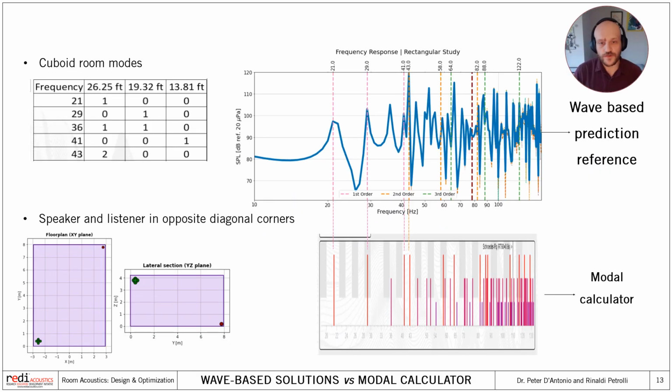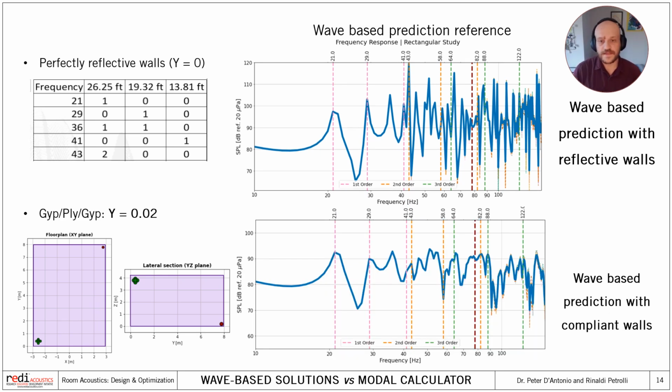To illustrate this, I will show a very simple example. Here we have a cuboid room with rigid walls, where I have a speaker in one of the room corners and a microphone on the opposite diagonal corner. So it means that we are simultaneously exciting and hearing all the modes. The blue curve represents the simulated frequency response at the microphone position, and the piano roll below shows the modal frequencies predicted with the simple modal formula I've described earlier. And here we can see that the peaks of the frequency response line up perfectly with the frequencies predicted by that simple formula.